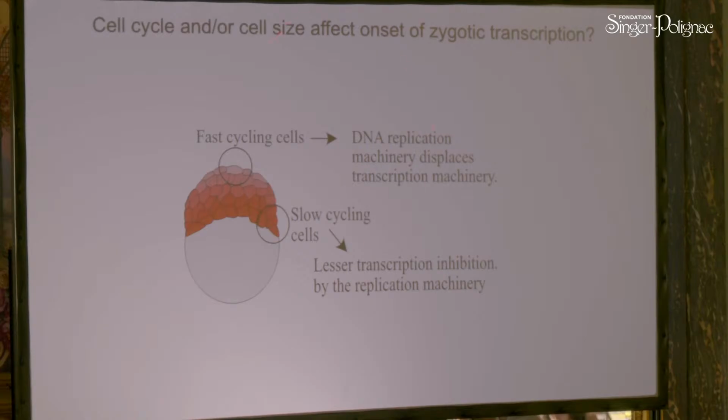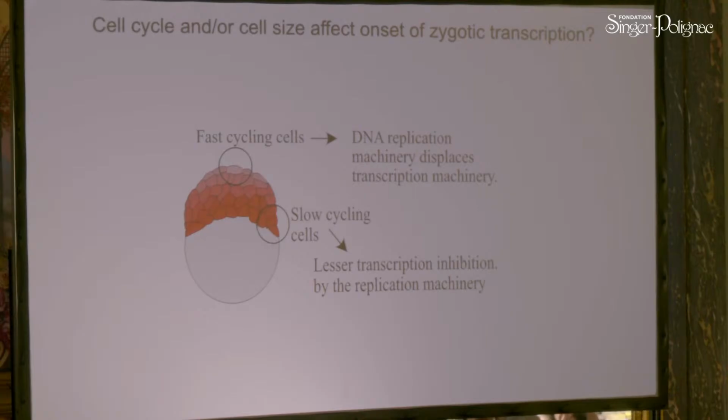But then he looked back into the literature, and there is quite a bit of evidence that the length of the cell cycle has an influence on zygotic gene transcription. And it has been speculated that slow cycling cells have less transcription inhibition by the replication machinery, so these cells would be the ones which have a higher chance to enter into the onset of zygotic gene transcription than the cells which are fast cycling up here.